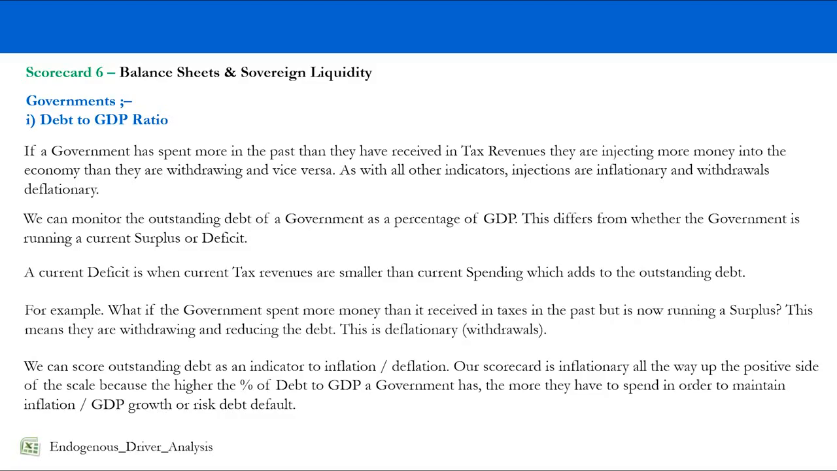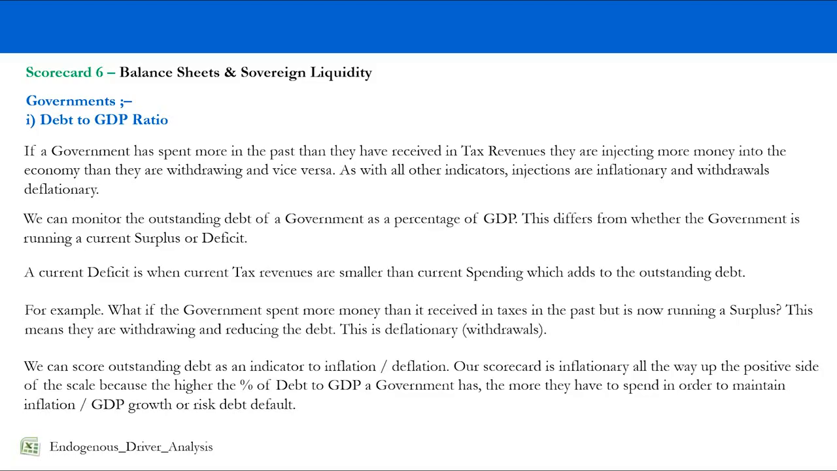So we'll come onto this a little bit later, but the theory is pretty straightforward. The more outstanding debt you have as a government, the more that debt in the past has contributed to inflation and GDP as a percentage to the overall economy. That's the most likely scenario.